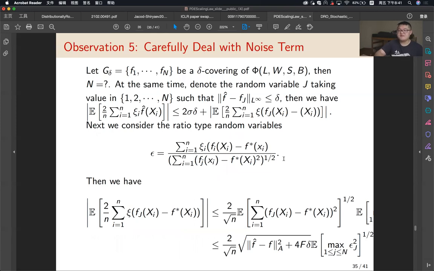There is also another observation. Maybe this slide is not very well organized, but I will explain it carefully. It concerns the noise term. In all my proofs for the Deep Ritz method, we assumed that you get the clean F, not the random F, because once you get a random F, you have to consider the effect of your noise. So let's consider that xi_i is your noise, and F is your estimator, like this is the covering of your estimator space, and F hat here is your estimator. You want to bound this product. You can use the normalized empirical process, which is a very popular way to prove the 1/n fast rate.